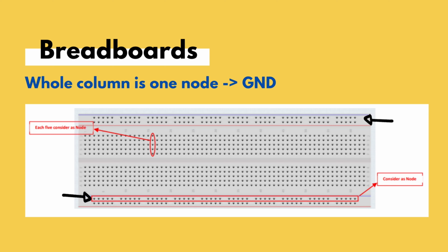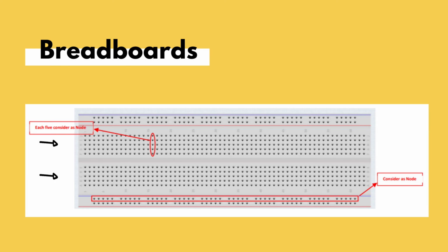The whole column for ground can be considered as a node. Similarly, for VCC, the whole column can be considered as a node. However, this is not how the rest of the breadboard is divided. As for the inner part of the breadboard, each column is divided into multiple rows of nodes, and each node has 5 junctions in it. Don't worry if you don't understand right away. Khaled will now demonstrate what I have taught you so far through the second experiment.